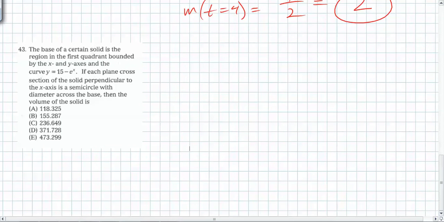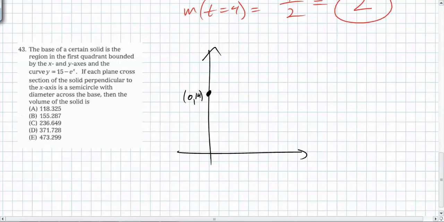The region is bounded in the first quadrant by the x and y axes and the curve 15 minus e to the x. So one thing you could do is draw this out. It's bounded by the x and y axis, in the first quadrant. When x is 0, what's y? What does it hit? 0 comma 14. Do you agree with that?